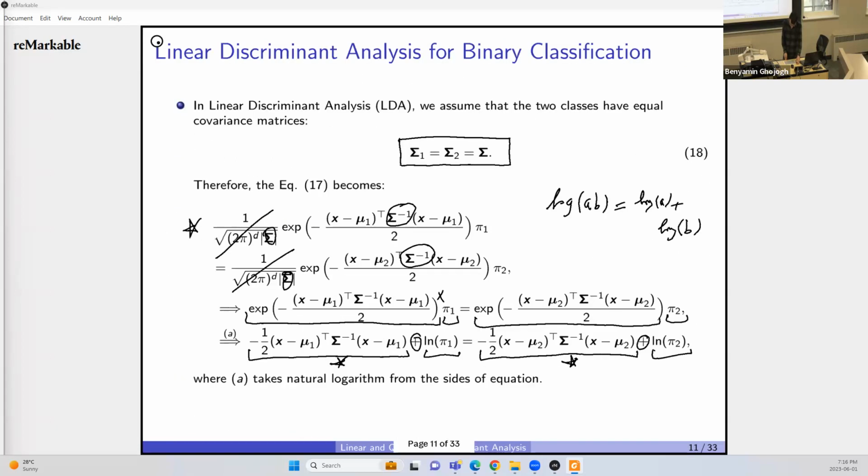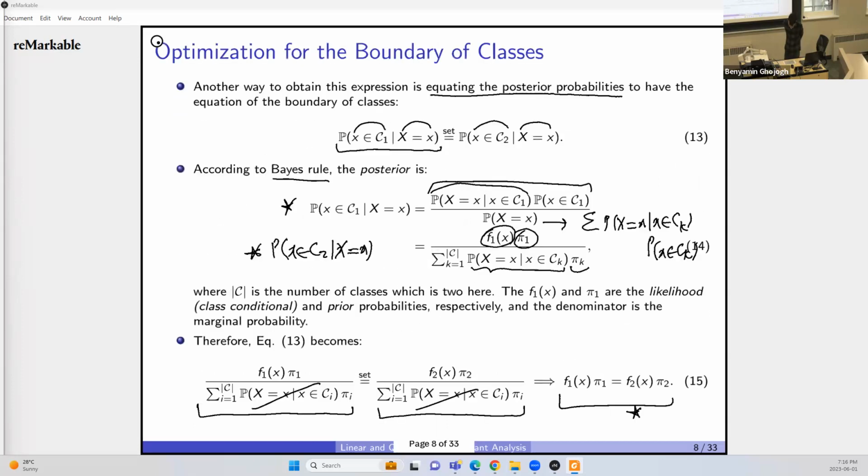You should understand the philosophy behind that. Equation 15. How did we end up with this? By equating in equation 13, by equating the posteriors. When we equated the posteriors, meaning that given a data X, the probability that it belongs to the class C1 is set equal to the probability that it belongs to class 2, the denominators canceled each other, and the numerators were F1 pi 1 equals F2 pi 2.